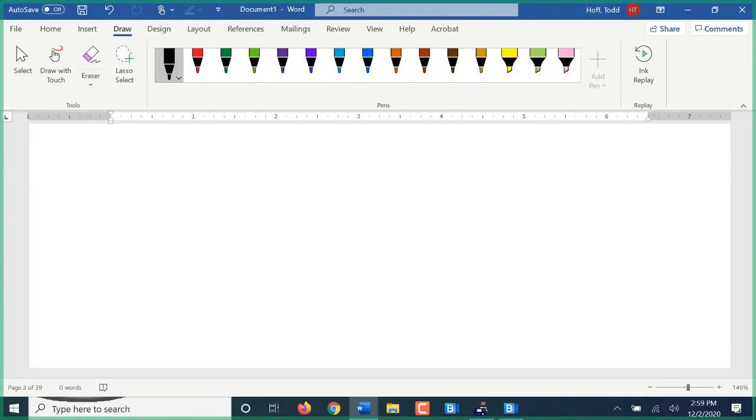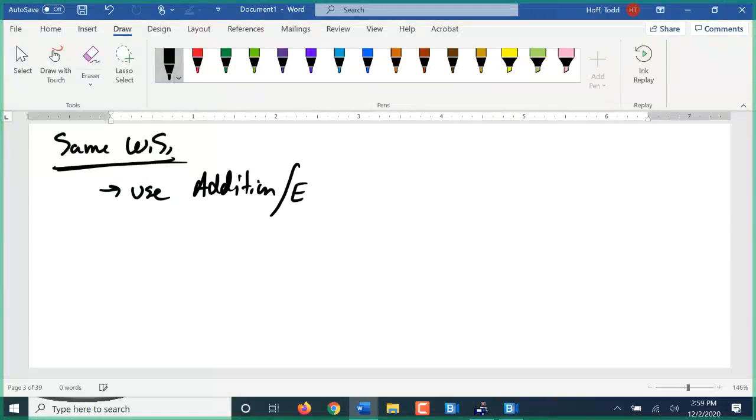Well, we will do more examples of this tomorrow. I wanted to make sure I give you guys plenty of time for homework time to try these on your own. Your homework is that same worksheet that we did the substitution on for the last couple of classes. I want you to go back and use the addition or elimination method on those.